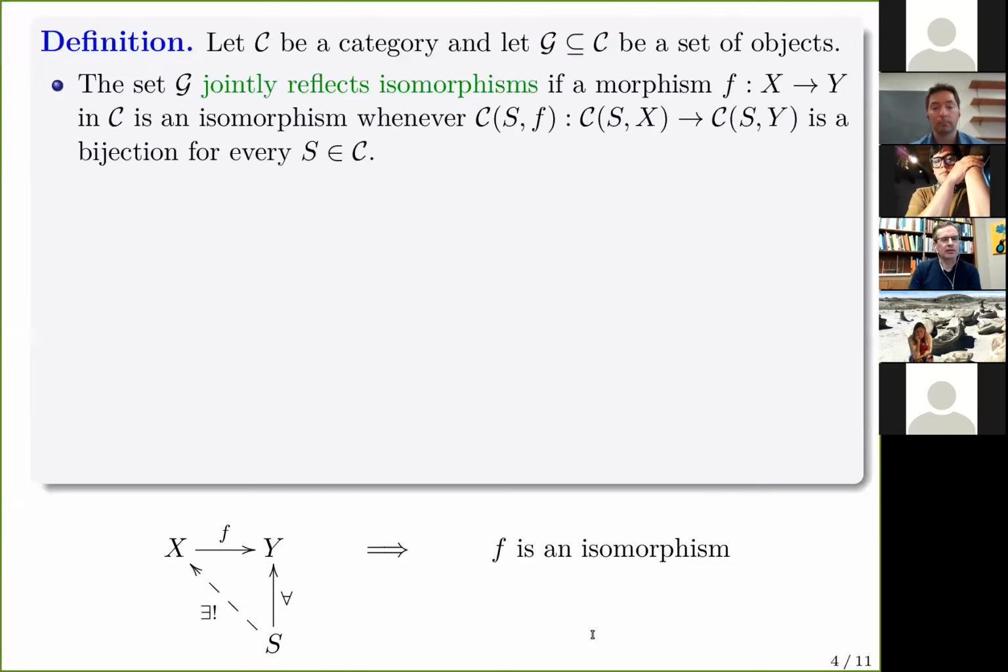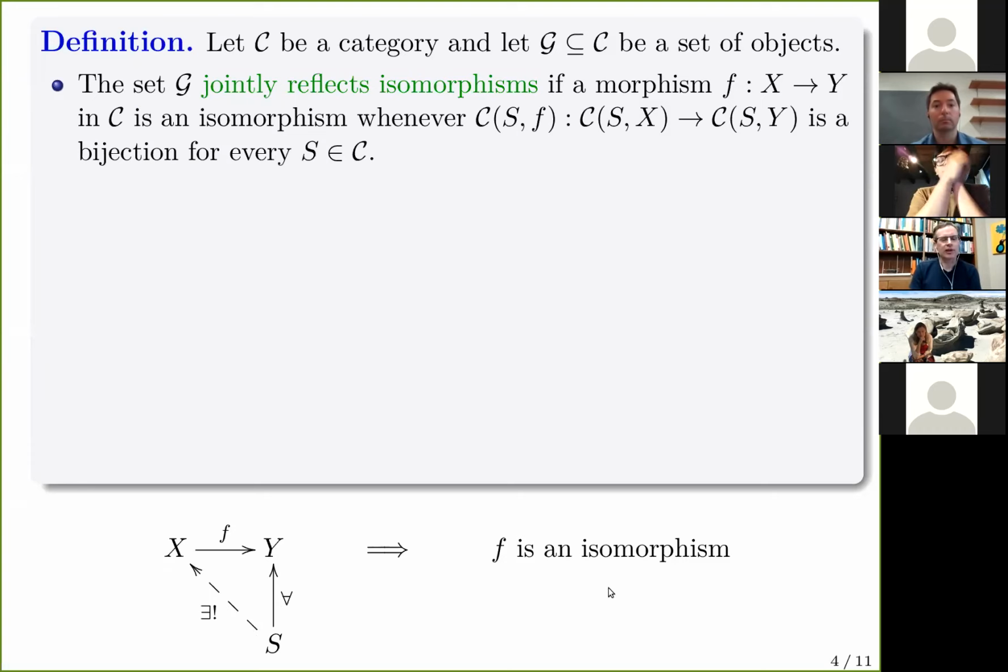Okay, I'm going to repeat that definition over here. This time it has a little picture that goes with it. What the condition is saying is that for every map from a test object to Y, there should exist a unique lift through the map F, and that should imply that F's an isomorphism.